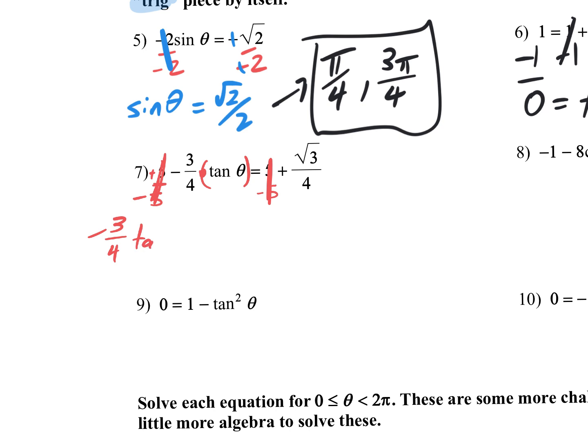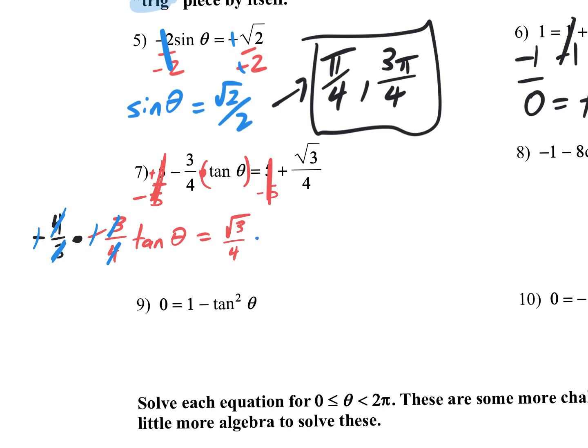-3/4 tangent theta equals √3/4. Now I want to get rid of this 3/4. So what I'm going to do is multiply, and I'm going to use a negative and flip that fraction over. This negative is only to cancel the other negative out. Let's go ahead and cancel out some stuff.